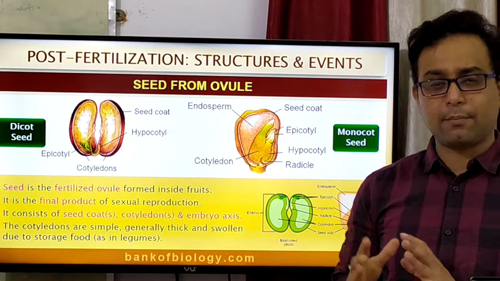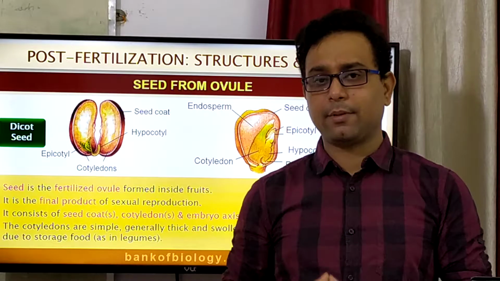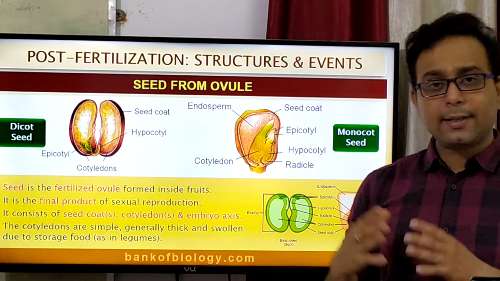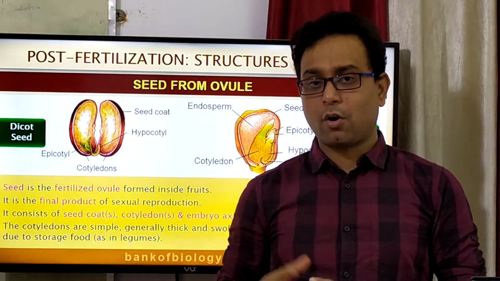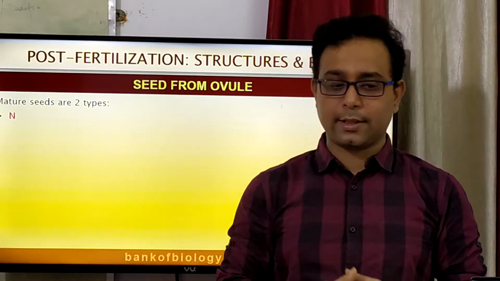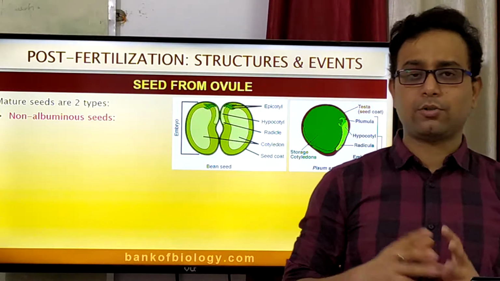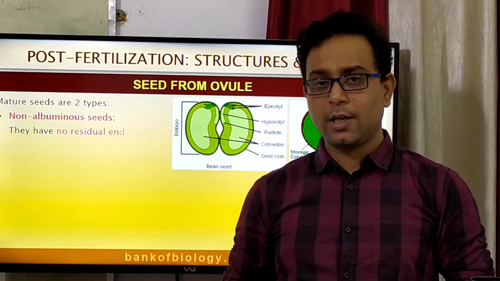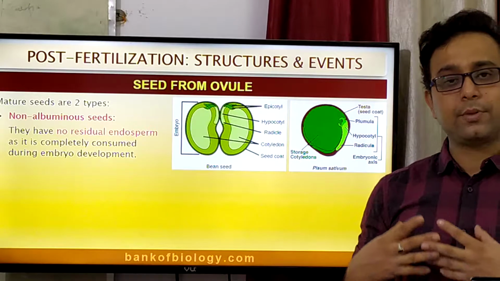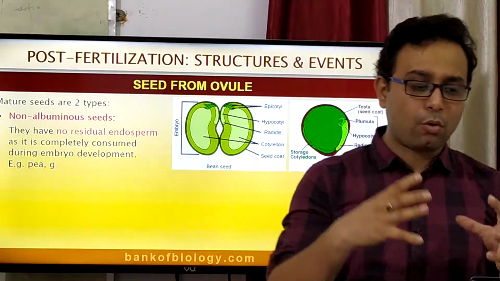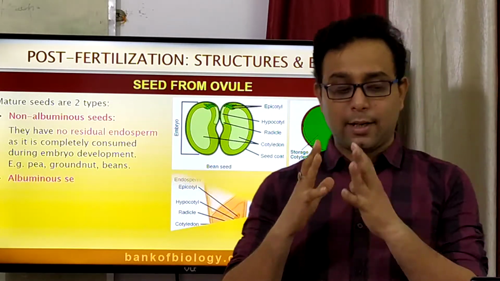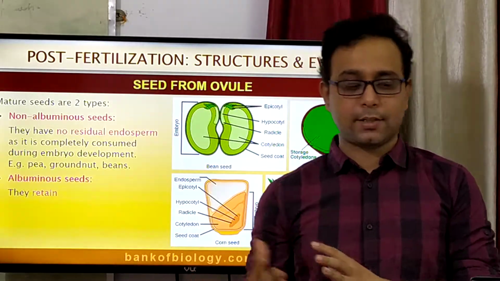This is the normal structure, but we discussed that the seed is ultimately differentiated into two main categories, that is the dicot seed and the monocot seed. Dicot seeds are like the pea seed or bean seed, unlike maize or grass, which belong to the monocotyledons. We also categorize seeds into another two types: non-albuminous seeds, which means no residual endosperm in their structure. Commonly it is present in dicot seeds like pea, groundnut and beans.